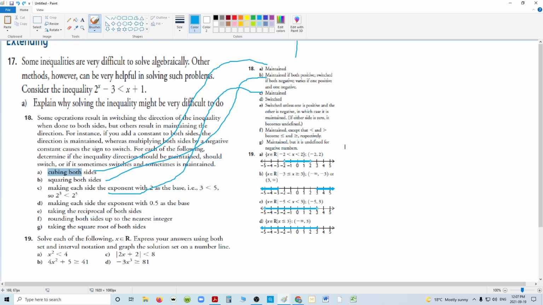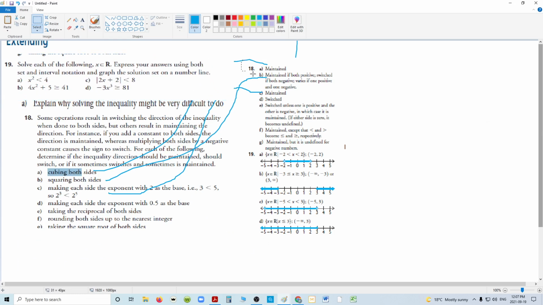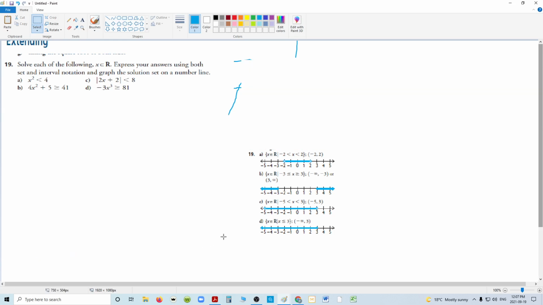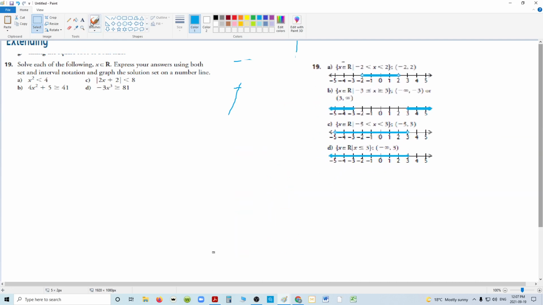And then they say solve for each. So they're essentially taking 19 and throwing some practical solutions in there. So I've pretty much got 18 without going into too much depth. How do we solve for this? We have to take the square root of both sides. So x is smaller than 2, or x is bigger than minus 2.